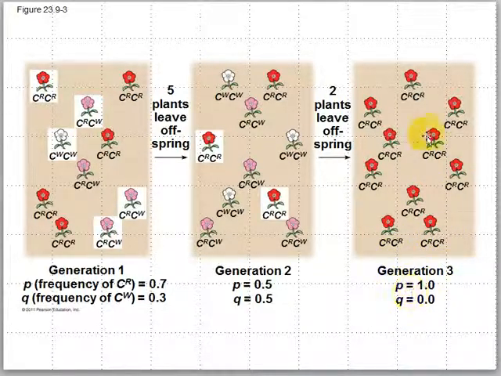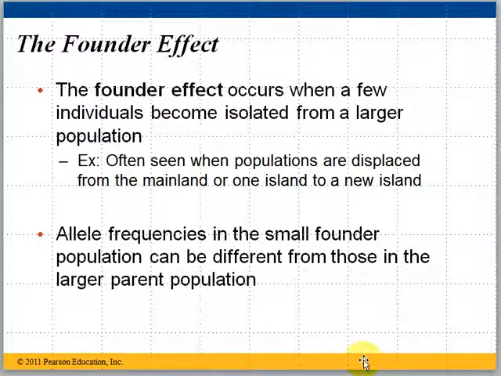So in a small population like this, chance occurrences can have a great effect on the gene pool, and we call this genetic drift. There's a couple of varieties of genetic drift that we can take a look at. One of them is called the founder effect. Founder, like the founding father of maybe the small town that you live in or grew up in.